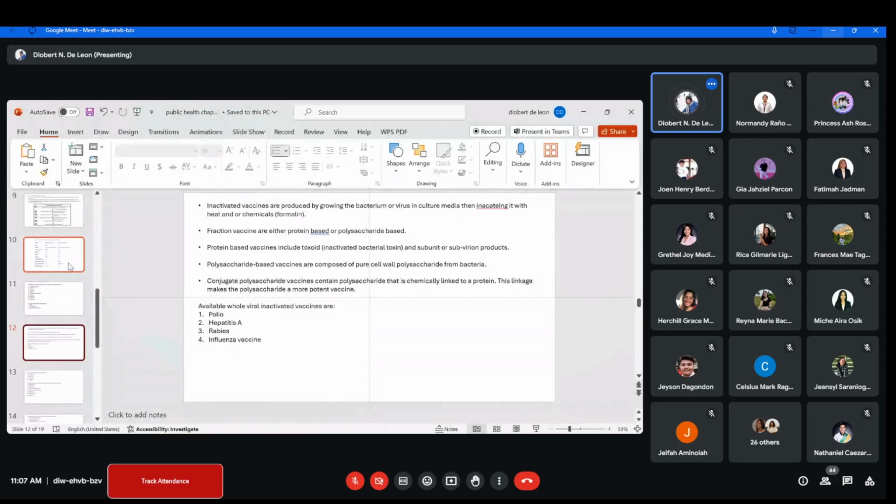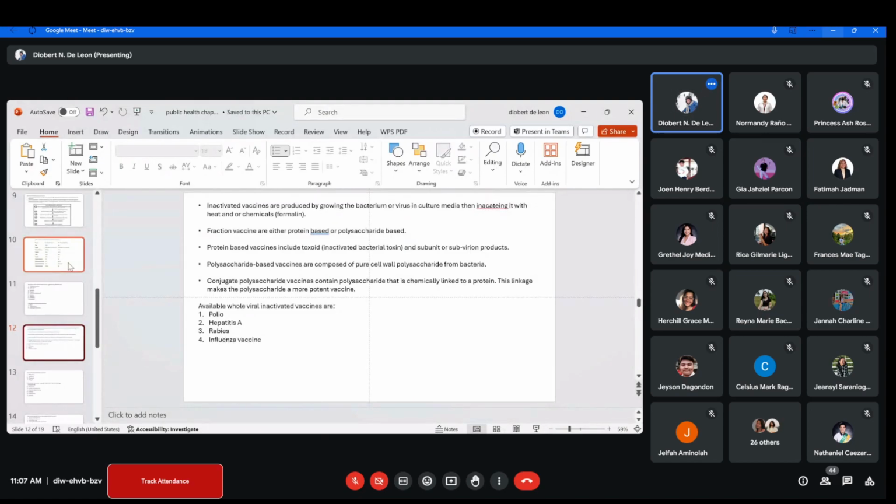That's your toxoid. And polysaccharide-based vaccines are composed of pure cell wall polysaccharide obtained from the bacteria. The conjugate polysaccharide vaccines contain polysaccharide that is chemically linked to a protein, and that's the reason why it is a more potent vaccine compared to others. The available whole viral inactivated vaccines are as follows: polio, hepatitis A, rabies, and influenza vaccine.